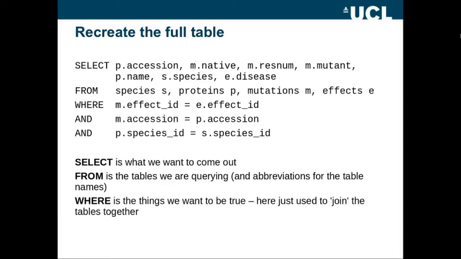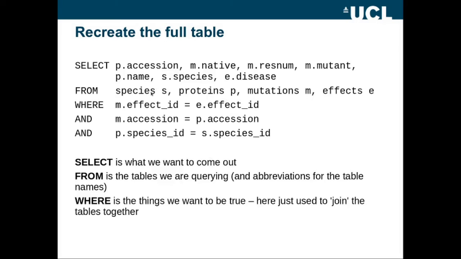We've seen a couple of little examples of SQL queries in the first lecture, and just to summarize here, the select is what you want to come out of the database. From is the tables that we're querying, and we can optionally, as we have done here, create abbreviations for the table names. The where is the things that we want to be true, and in this particular example we're just using these to join the tables together. So let's look at these.